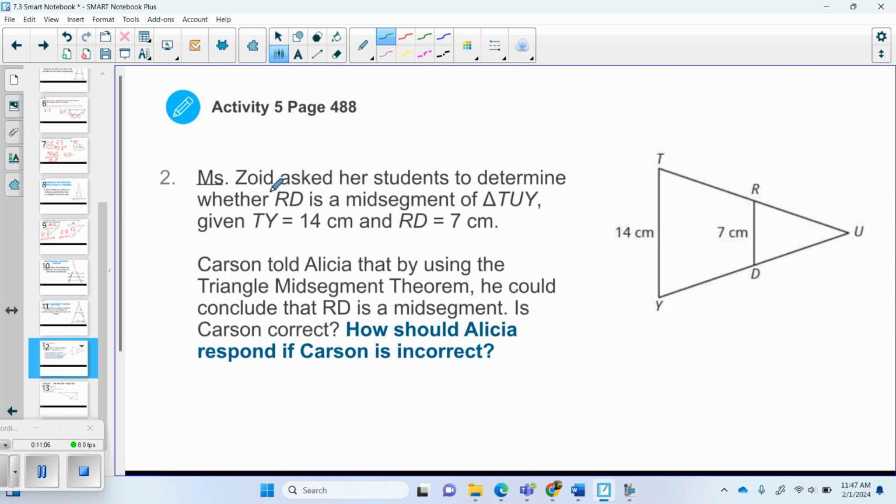Okay, so Miss Zoid asked her students to determine whether RX is a mid-segment of triangle TUV, given this is 14 and this is 7. Carson told Cecilia that by using the triangle mid-segment theorem, he could conclude that RX is a mid-segment. Is Carson correct? Well, this is in fact double the length. So therefore, that portion would have to be true for this side to be equal to this side, and this side equal to this side. So yes, it works.